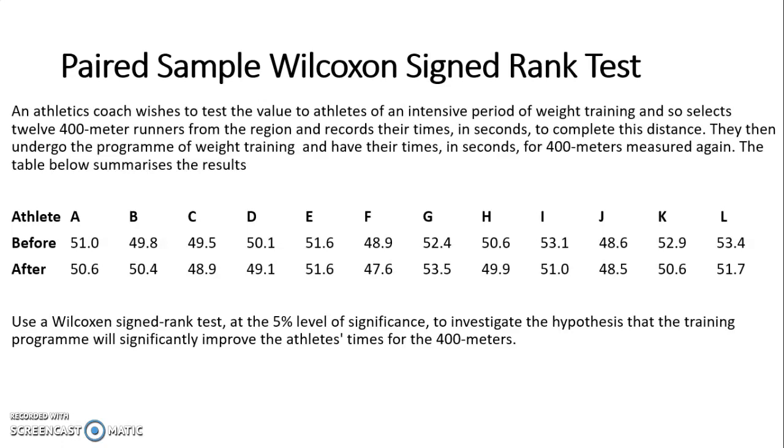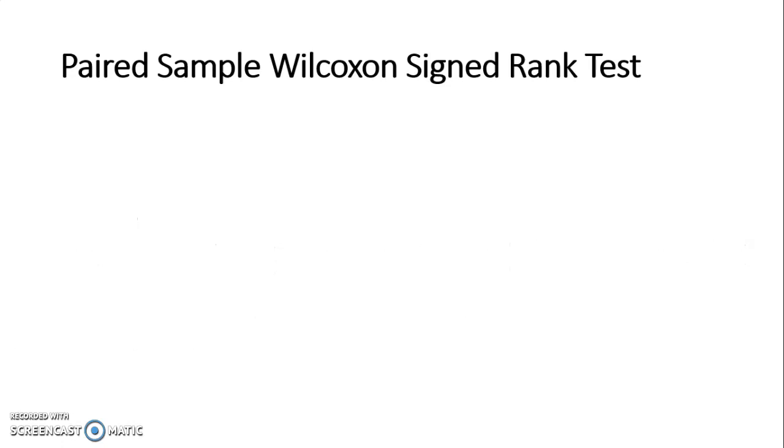Use a Wilcoxon signed rank test at the 5% significance level to investigate the hypothesis that the training programme will significantly improve the athlete's time for the 400 metres. We know this is a paired sample Wilcoxon test because we have pairs of data for each athlete, a before and an after time. So when we are doing a hypothesis test, we need 6 steps.